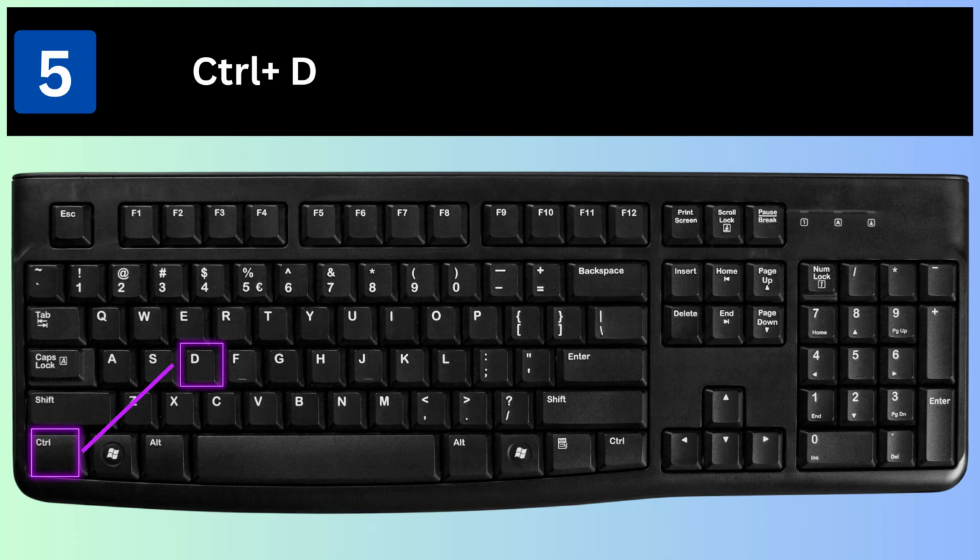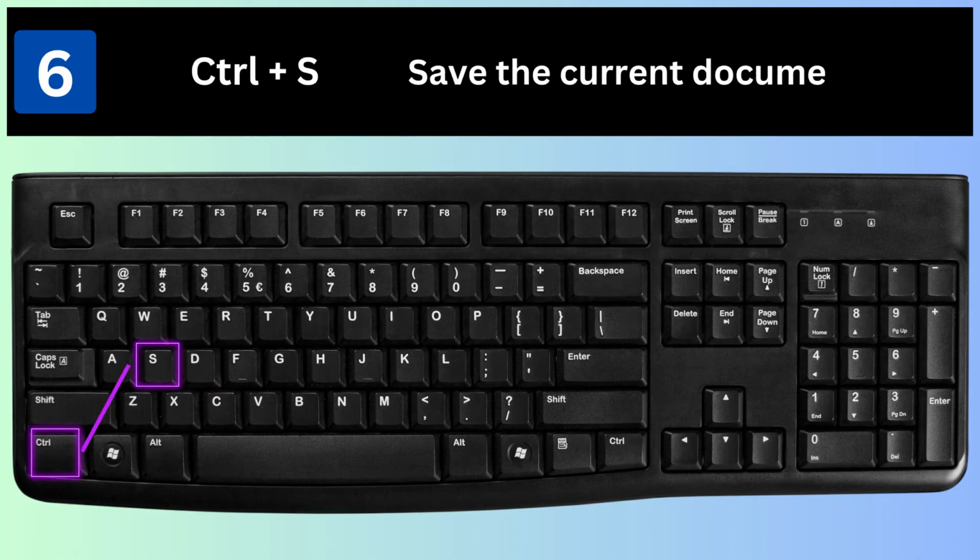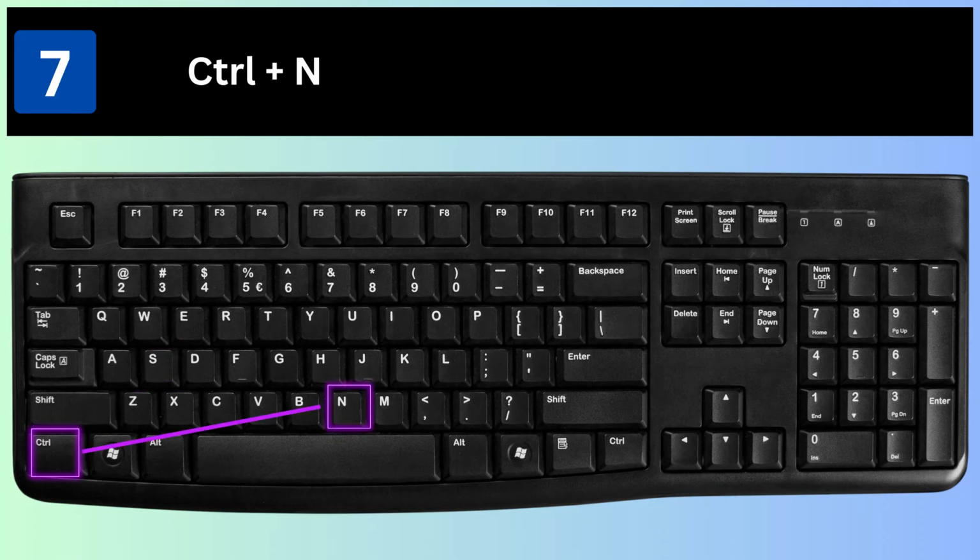Ctrl plus D. Delete the selected items. Ctrl plus S. Save the current document or file. Ctrl plus N. Open a new document or window.